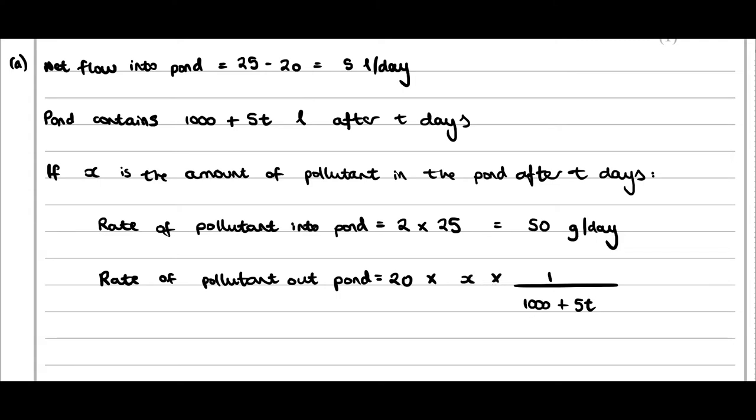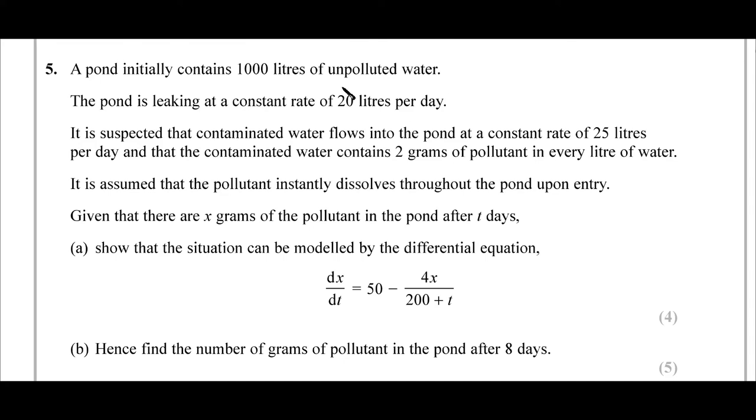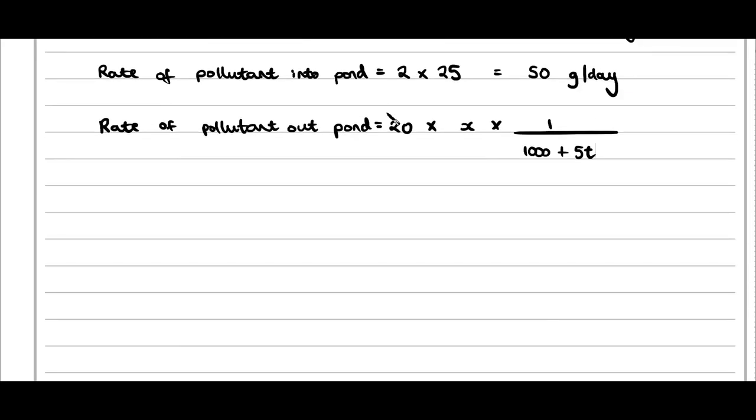And the reason for this, and this is quite difficult to understand, if we take a look at the units, this 20 over here would represent the rate, litres per day. X over here is grams, and then 1 over this, that would be 1 over litres, and hopefully you can see that we end up with a unit of grams per day. So the way we can get a unit of grams per day is to multiply by 1 over 1,000 plus 5t. So my advice would be to take care of your units.